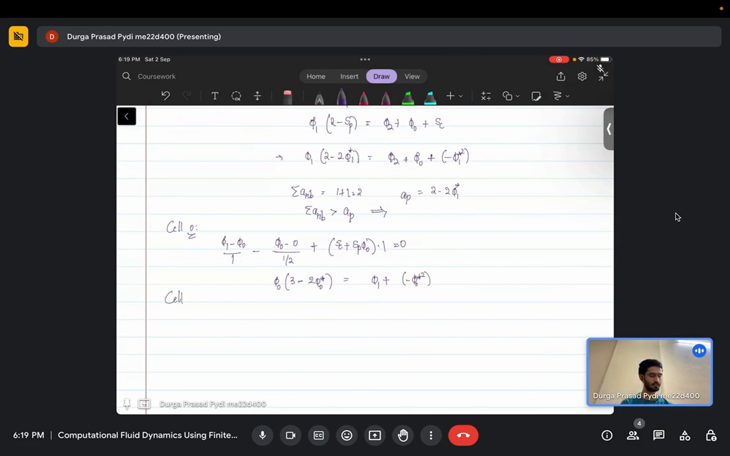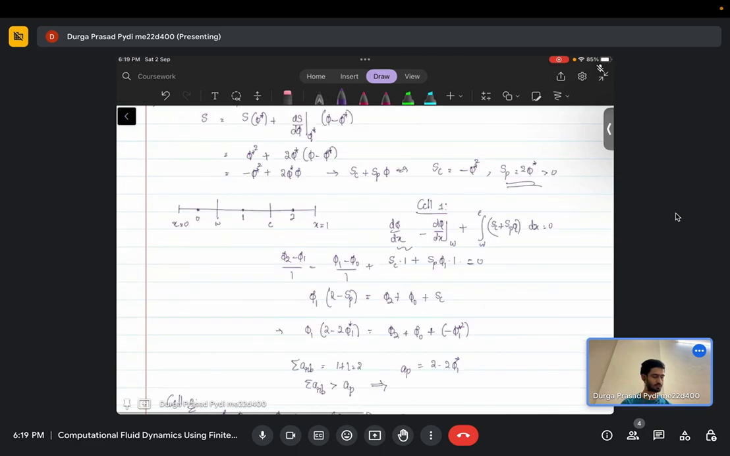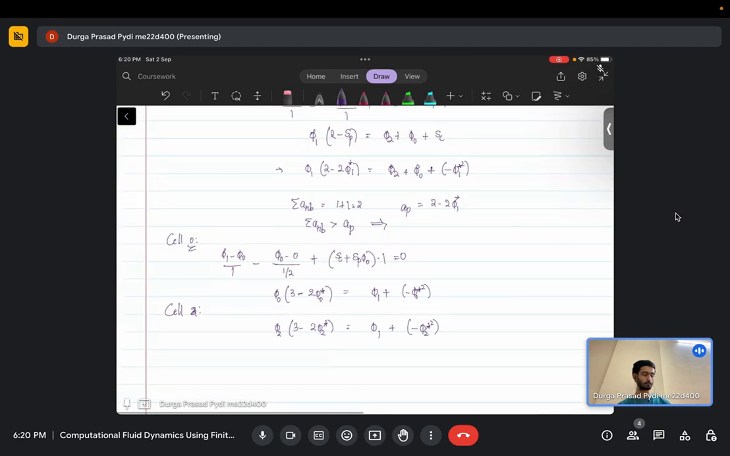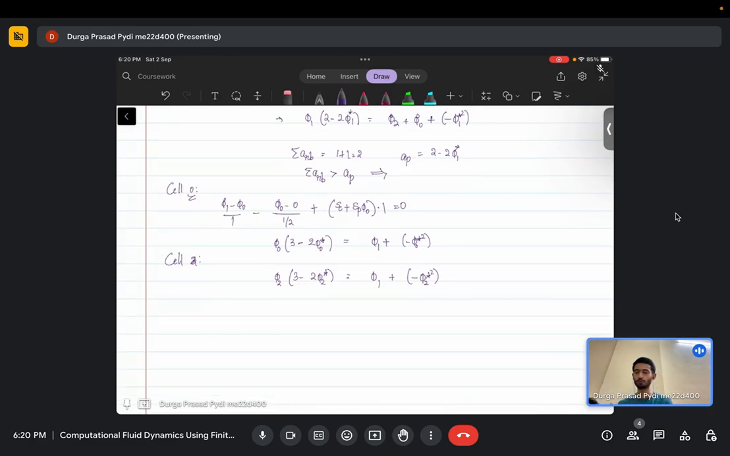similarly for the last cell. For cell 2, the equation will be very much the same, since you have similar boundary conditions. So phi 2 times 3 minus 2 phi 2 star will be in terms of phi 1, and then you have a constant term like this. Before solving these equations, if it doesn't satisfy the Scarborough criteria, you might not get a solution. Just to show you this approach, we will go through the code once to show you how this actually deviates.